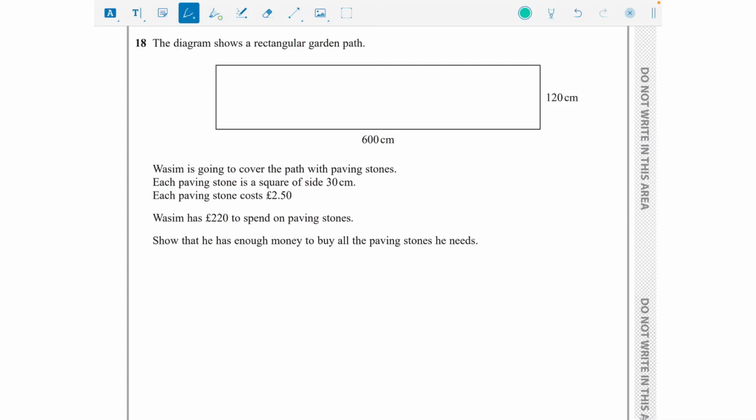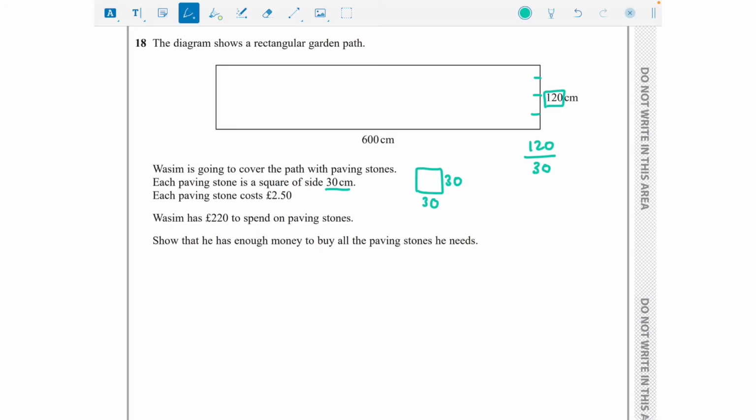So you could absolutely work out the area and divide it down, but I just like to personally see how many would fit going down like this and how many would fit going across, and then times the number of rows by the number of columns. So if each one is 30 centimetres in both directions, it's a square. How many 30s would fit into 120? So I'm going to do 120 divided by 30, and that is 4.